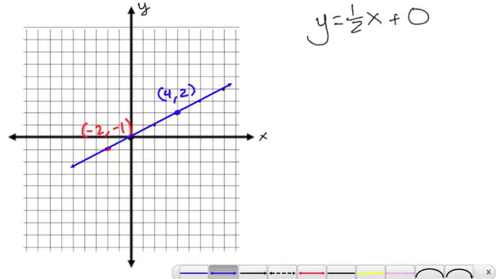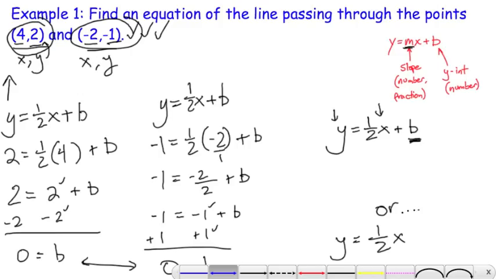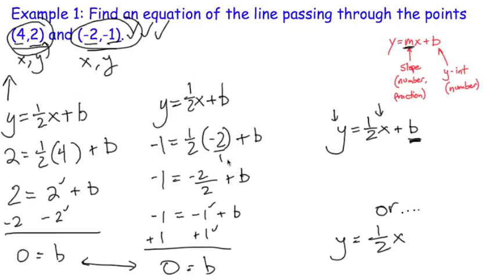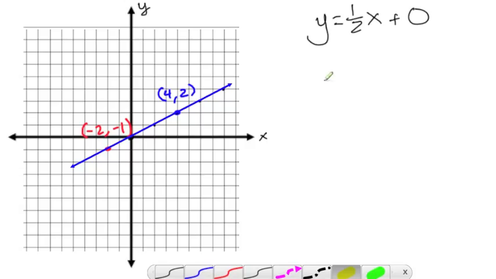Perfectly done. So what did it say to do? It said to find the equation. And have we done that? We sure have. The equation is y equals 1/2 x plus 0. Okay, you don't have to graph it. I just graphed it to show you that we did it right, but you do not have to graph it.